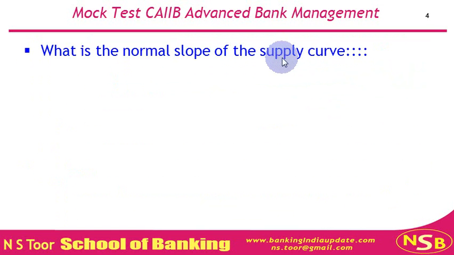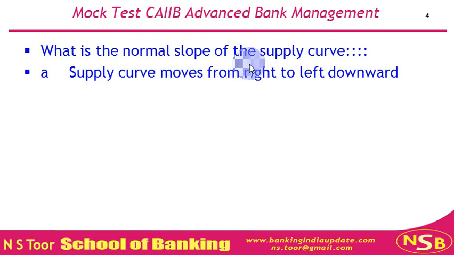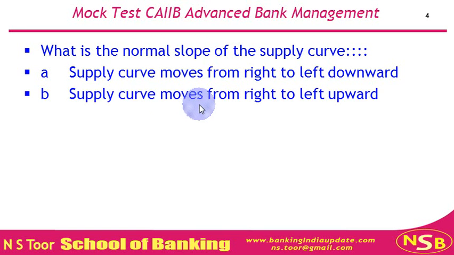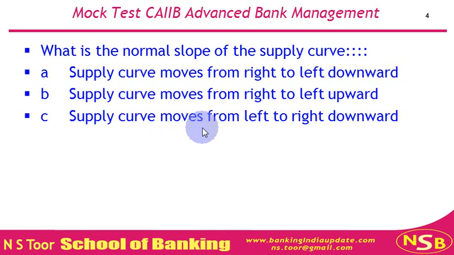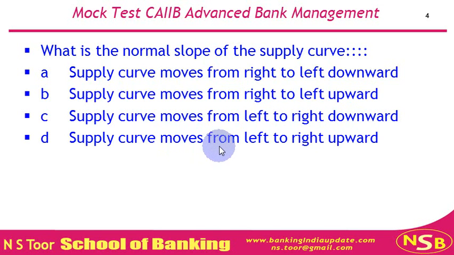What is the normal slope of the supply curve? We have the demand curve on one side and we have the supply curve on the other side. What is the normal slope of the supply curve? And here we have the options. A. Supply curve moves from right to left downward. B. Supply curve moves from right to left downwards. C. Supply curve moves from left to right downward. D. Supply curve moves from left to right upwards.